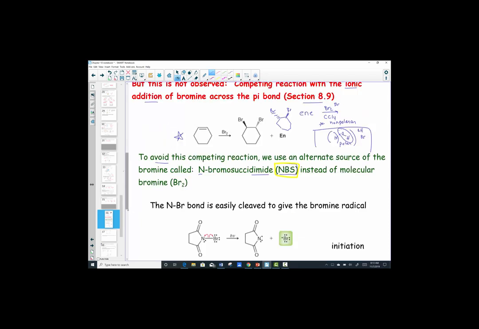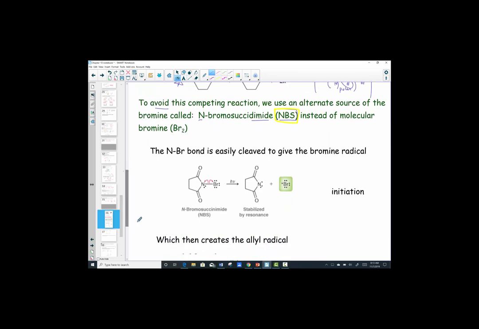And let's understand what's happening here. Here is NBS. Notice it has a nitrogen and it has a bromine attached by a single bond. In a homolytic cleavage, this bond breaks. And when the bond breaks, we form a radical of a nitrogen that is very stabilized by resonance. And we form a radical of bromine in an initiation step.